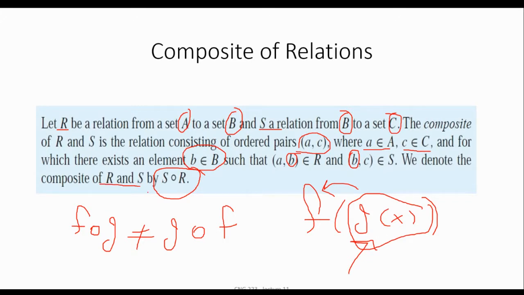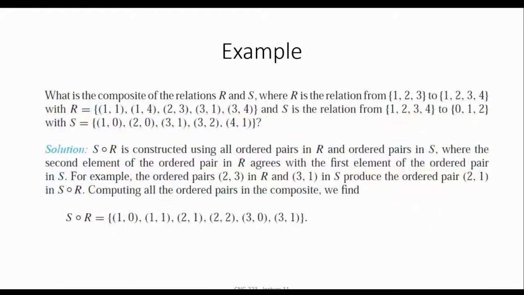When I say composite of R and S, you write S first, okay? Now, as an example, what's the composite of the relations R and S, where R is the relation from this set to this one, and is defined like this, as a subset of A to B. So we don't have the whole thing as A multiply B, but a subset of that. And R is a subset of that, as you can see.